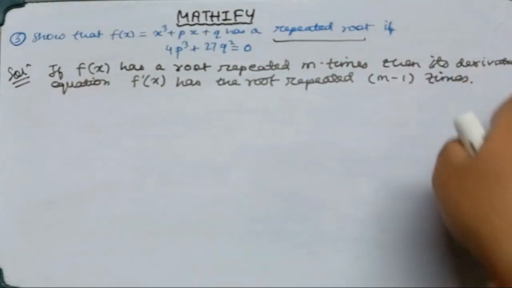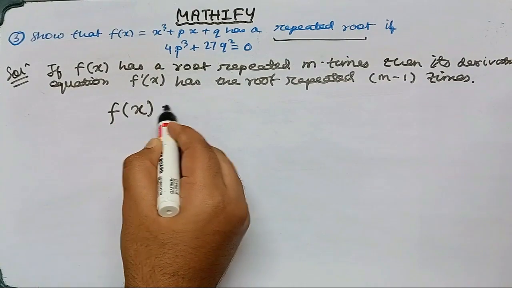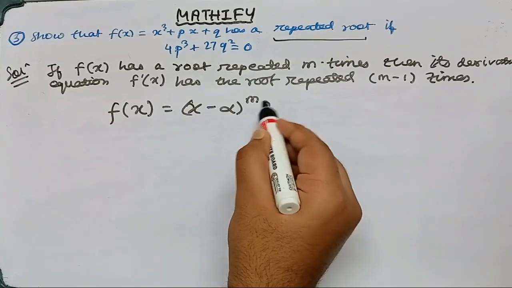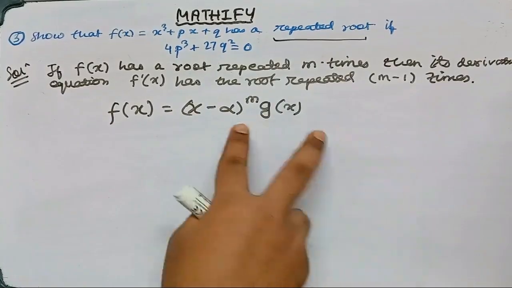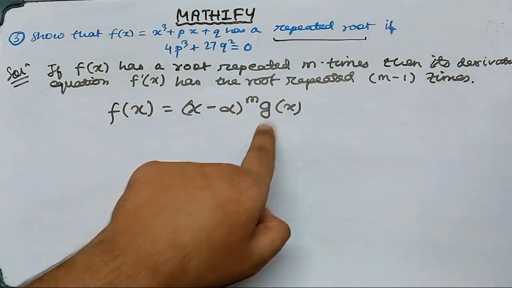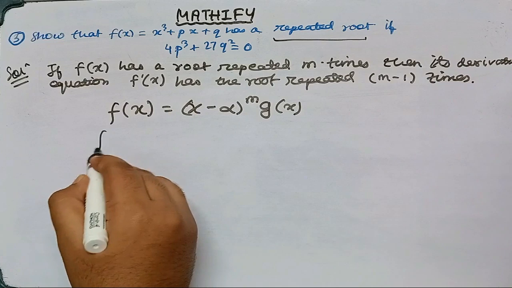So this is the derivative. Let me give you a proof. For example, if there is a function f of x and it has a root, let's say alpha, repeated m times, and all other roots are packed in this polynomial g of x. Assume that this alpha root is repeated m times and all other roots are packed into g of x. Now let me take its derivative.